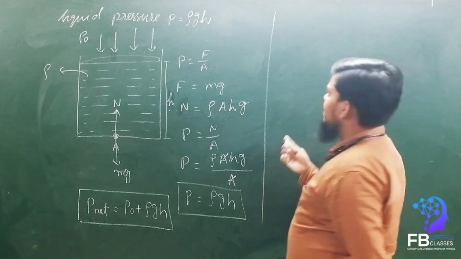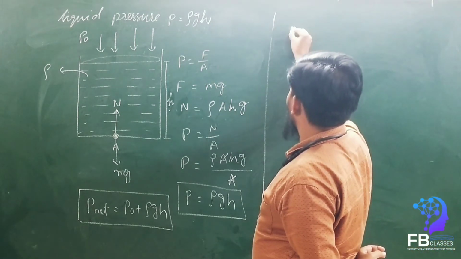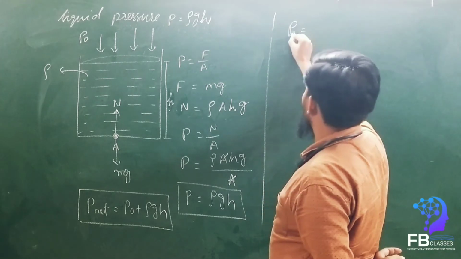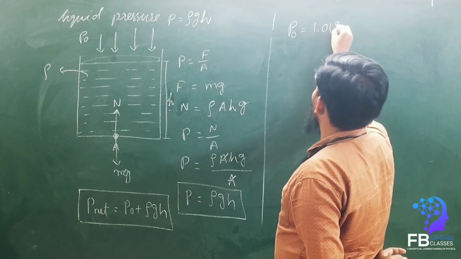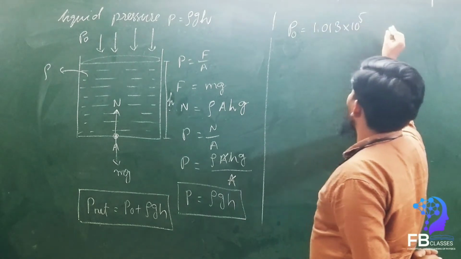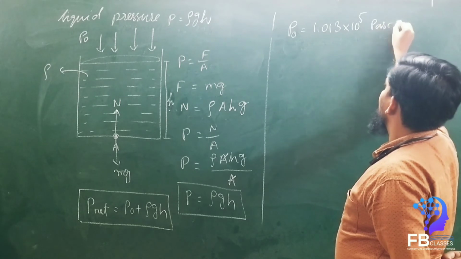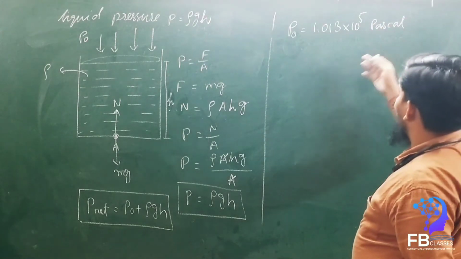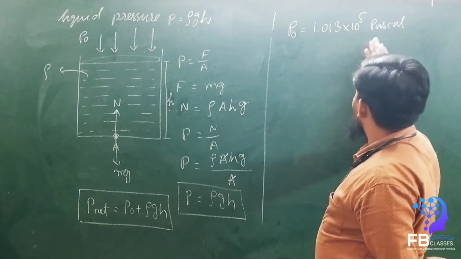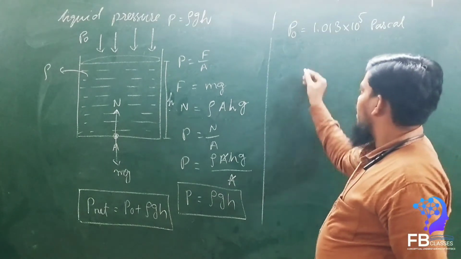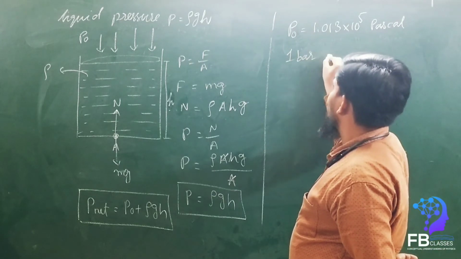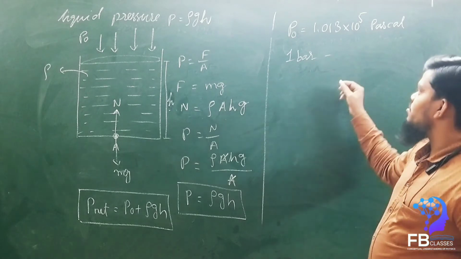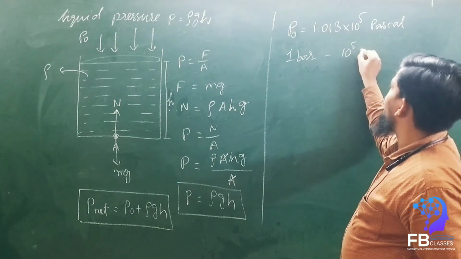Now let's take the atmospheric pressure. The atmospheric pressure P naught is equal to how much? 1.013 into 10 to the power of 5 Pascal, or Newton per meter square. There are many SI units; sometimes we measure in bar also. 1 bar is equal to how much? 10 to the power of 5 Pascal.